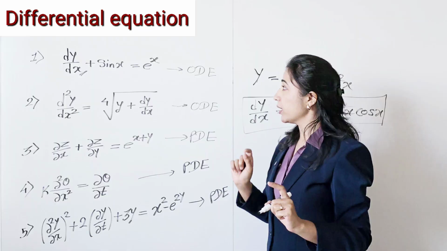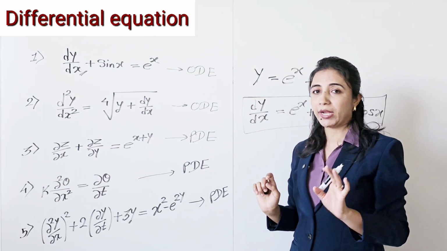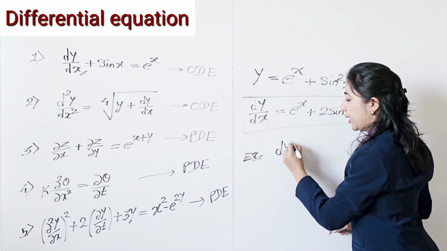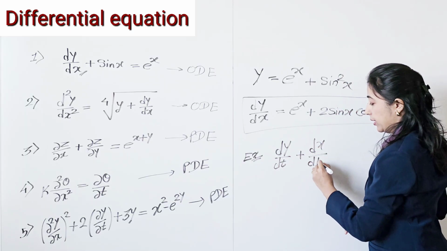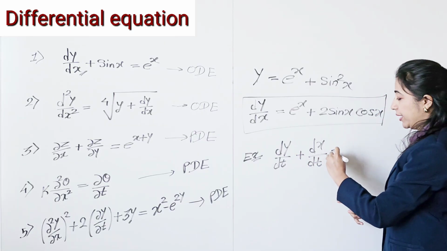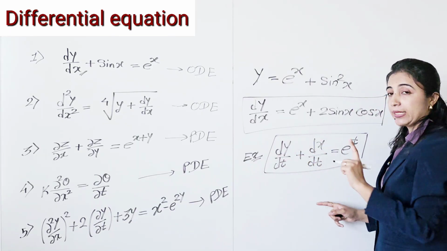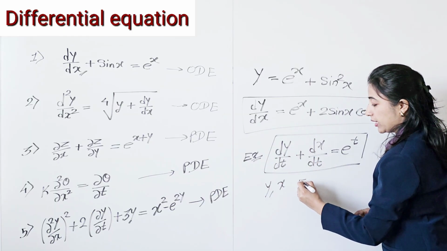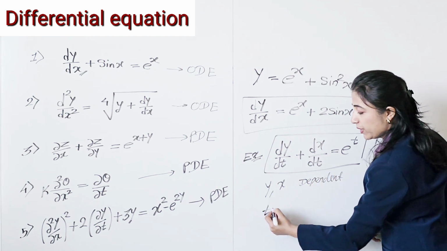So here it is only the derivative with respect to a single variable, that's why it is called an ordinary differential equation. And I am not talking about how many dependent variables there are. Any number of dependent variables you can take. For example, if we have the differential equation dy by dt plus dx by dt equal to e raised to power t, here x and y both depend on t.